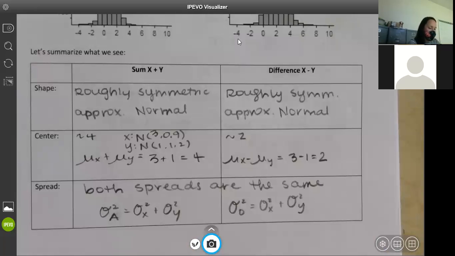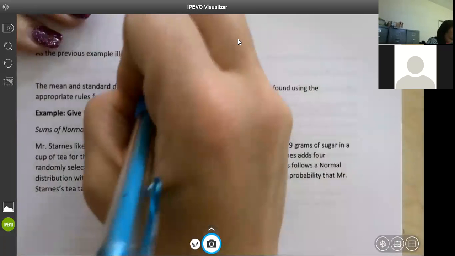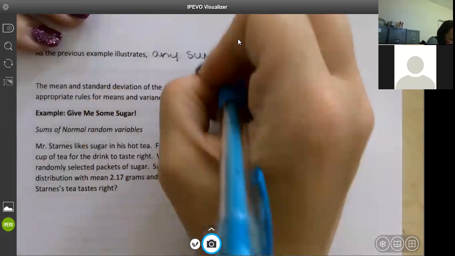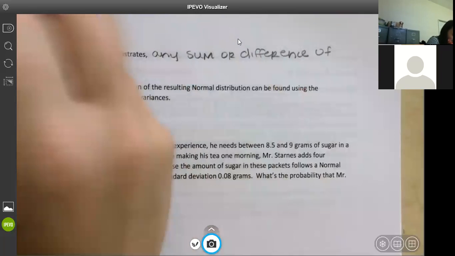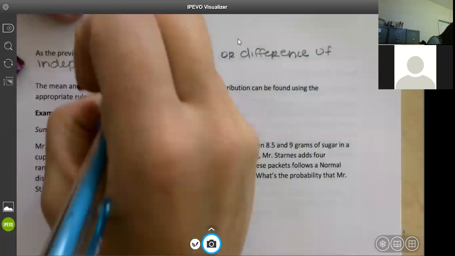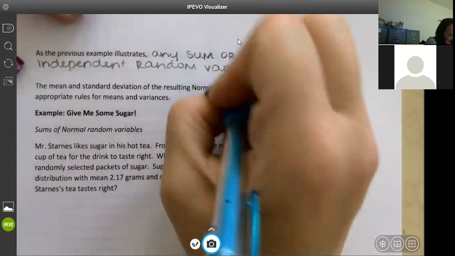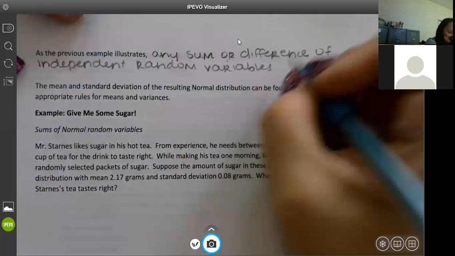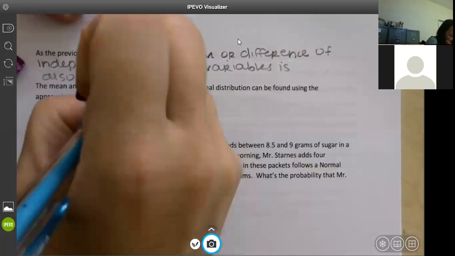Two more pages, y'all. One example. All right, so as the previous example illustrates, a little bit of writing right here: any sum or difference of independent random variables is also normally distributed.